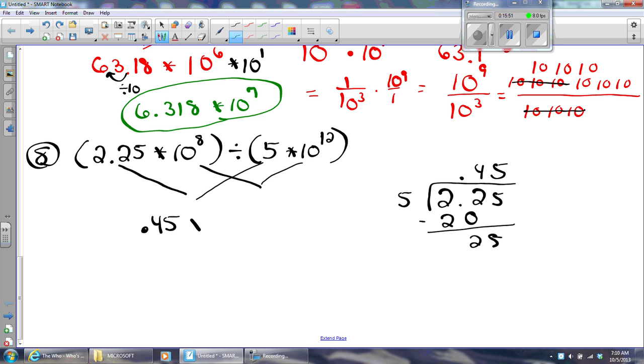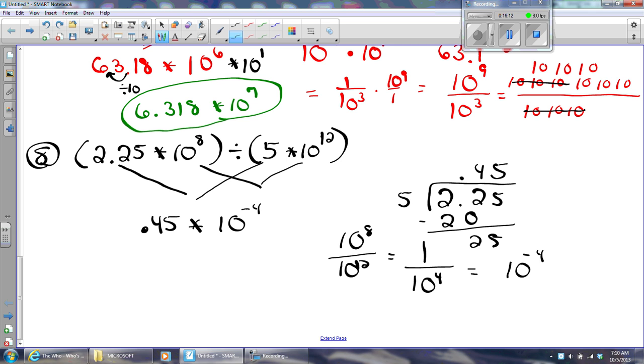And remember, scientific notation is always multiplication. I'm going to get 10 to the negative fourth because it's 10 to the eighth divided by 10 to the 12th, which would be the same as a 1 over 10 to the fourth in the denominator, which I could write as 10 to the negative fourth, right? I could use the reciprocal and change the exponent. Yeah, I can go the other direction.